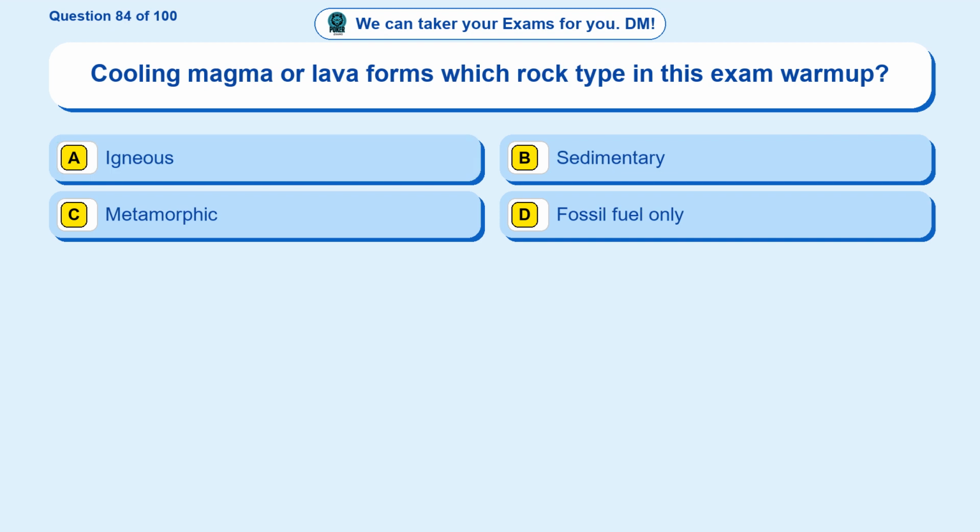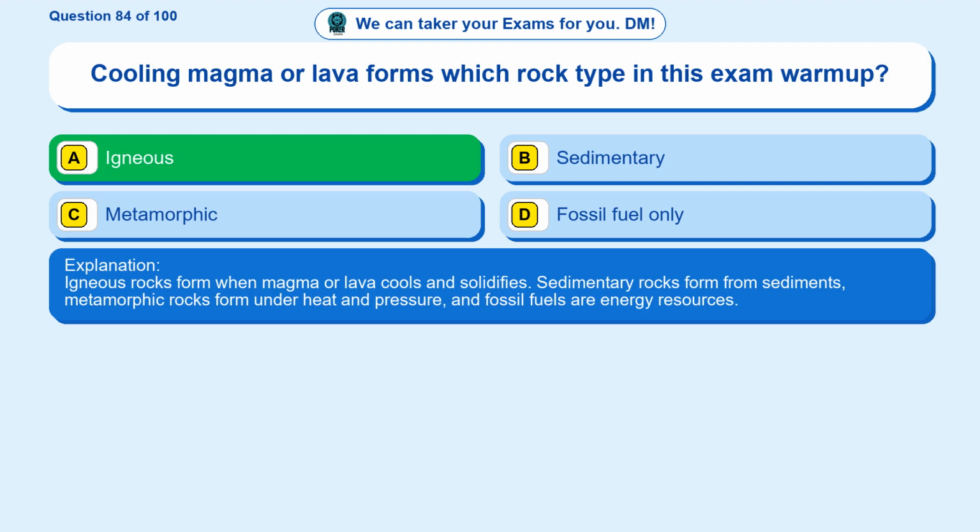Question 84. Cooling magma or lava forms which rock type in this exam warm-up? Option A, igneous. Option B, sedimentary. Option C, metamorphic. Option D, fossil fuel only. The correct answer is option A, igneous. Igneous rocks form when magma or lava cools and solidifies. Sedimentary rocks form from sediments, metamorphic rocks form under heat and pressure, and fossil fuels are energy resources.